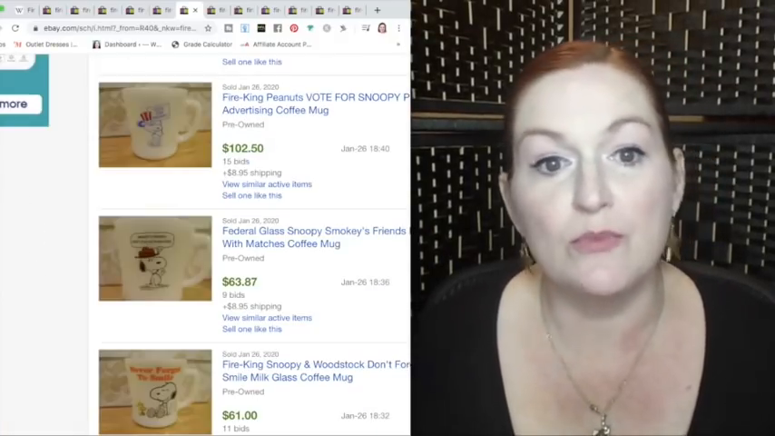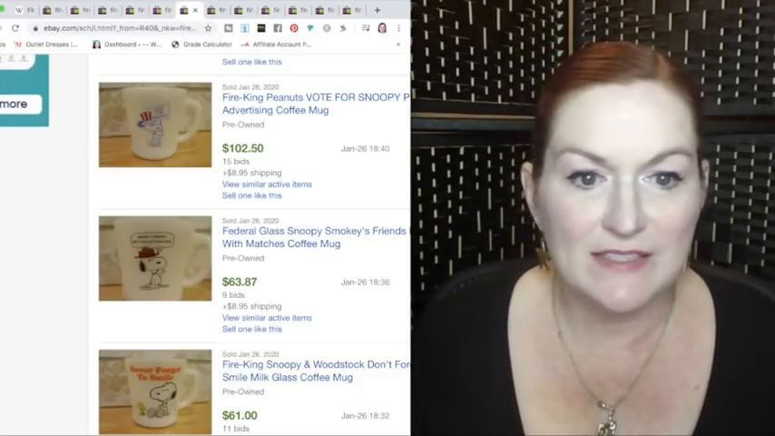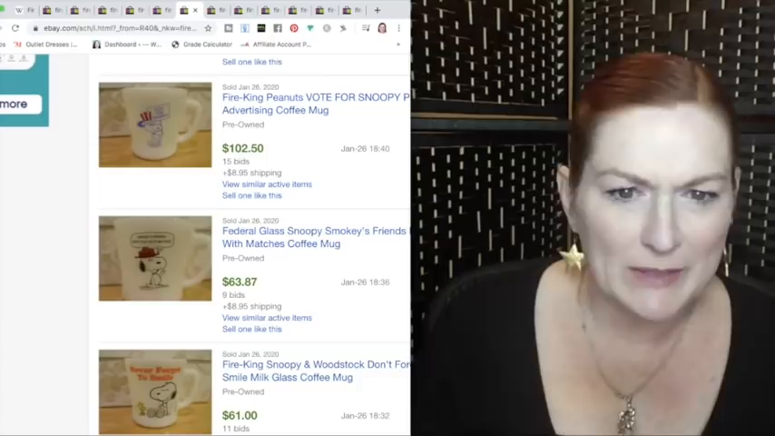And here are just a few more. A Vote for Snoopy sold for $102. This one that's Snoopy and his Smokey friends or something like that.